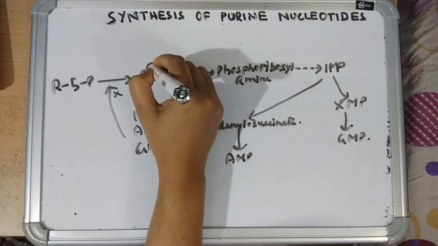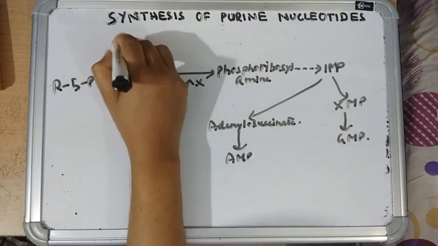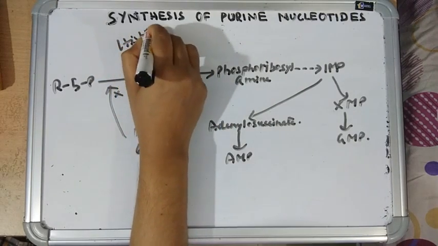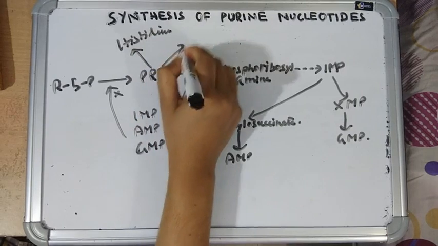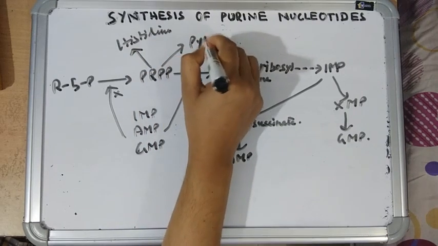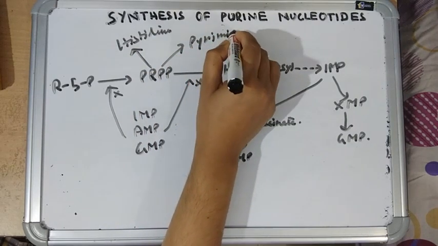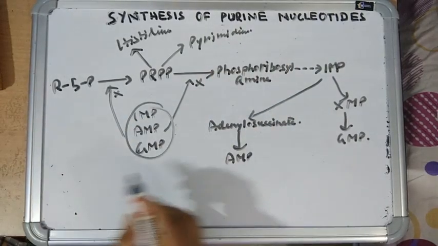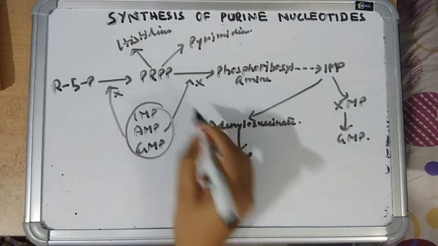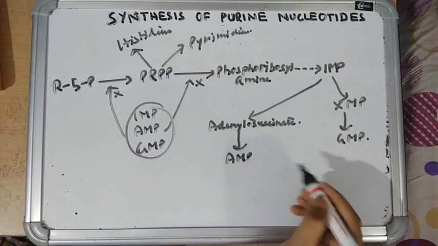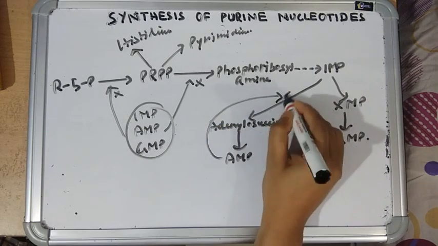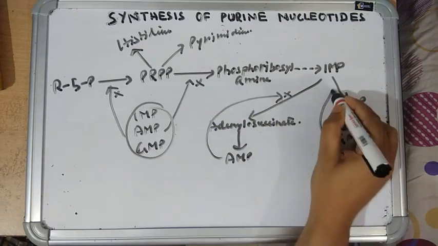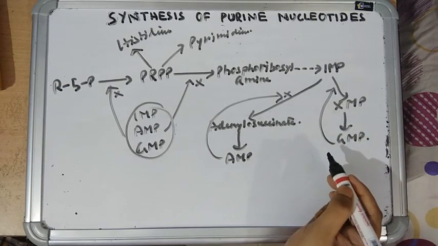Then PRPP forms histidine or pyrimidine nucleotides. When these are in abundance, then there is no need of purine synthesis, so they inhibit these reactions. As well as AMP will inhibit this reaction and GMP inhibits this reaction. So this is by feedback inhibition.